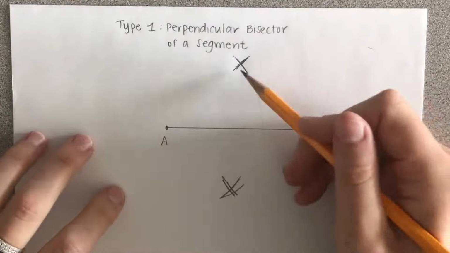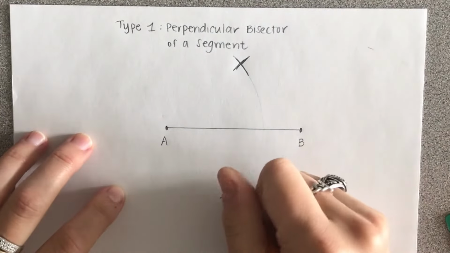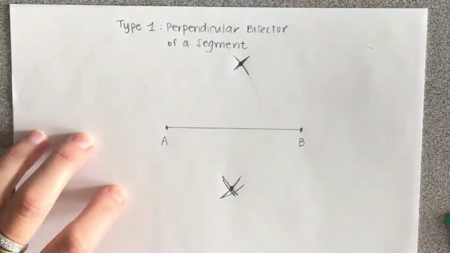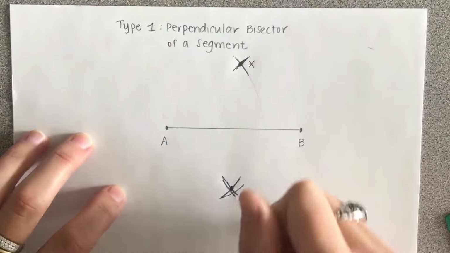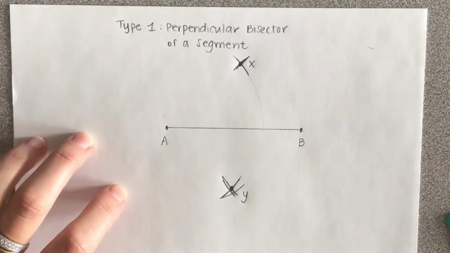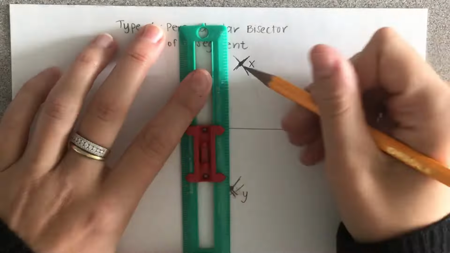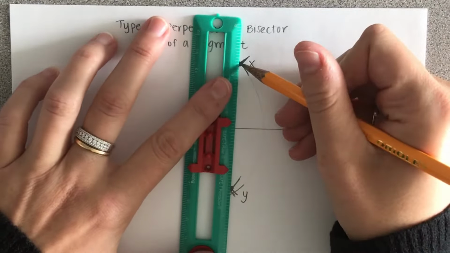Okay, so now I have the two places where my arcs intersect, and I'm going to make those into points. I'm going to name the top point X and the bottom point Y, and now using the straight edge side, the ruler side of my compass, I'm going to connect point X to point Y.